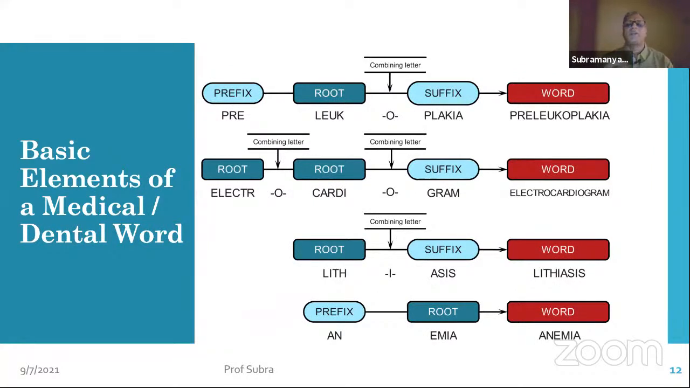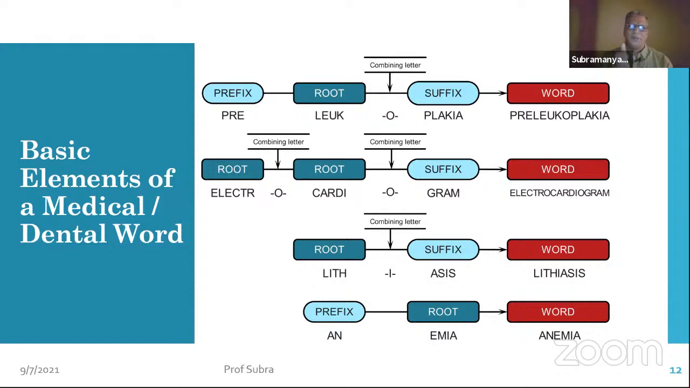For example, if you consider the root word leuko, leuk means white. If you add a suffix, plakia, and we use the combining letter O, leukoplakia is a white patch. Leuk for white, plakia for patch, with the combining letter O. If you add a "pre" in front, it becomes pre-leukoplakia, something which occurs before the actual leukoplakia.